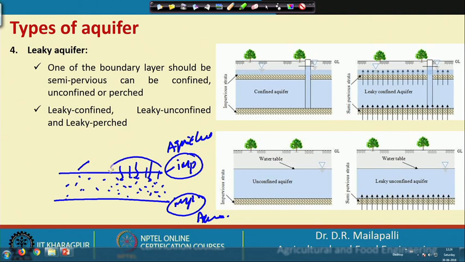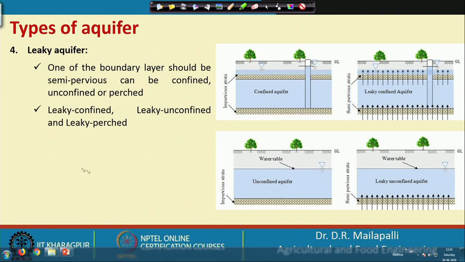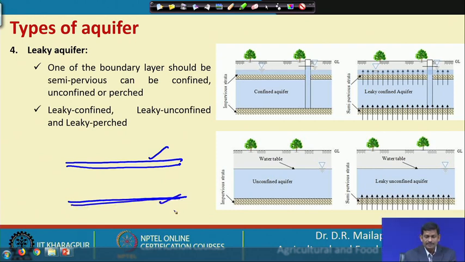So, that means it is not a perfectly impervious layer, and this kind of aquifer is called a leaky aquifer. Okay. In the leaky aquifer case, the pervious surface could be on top or on the bottom. In both cases it will be a leaky aquifer.